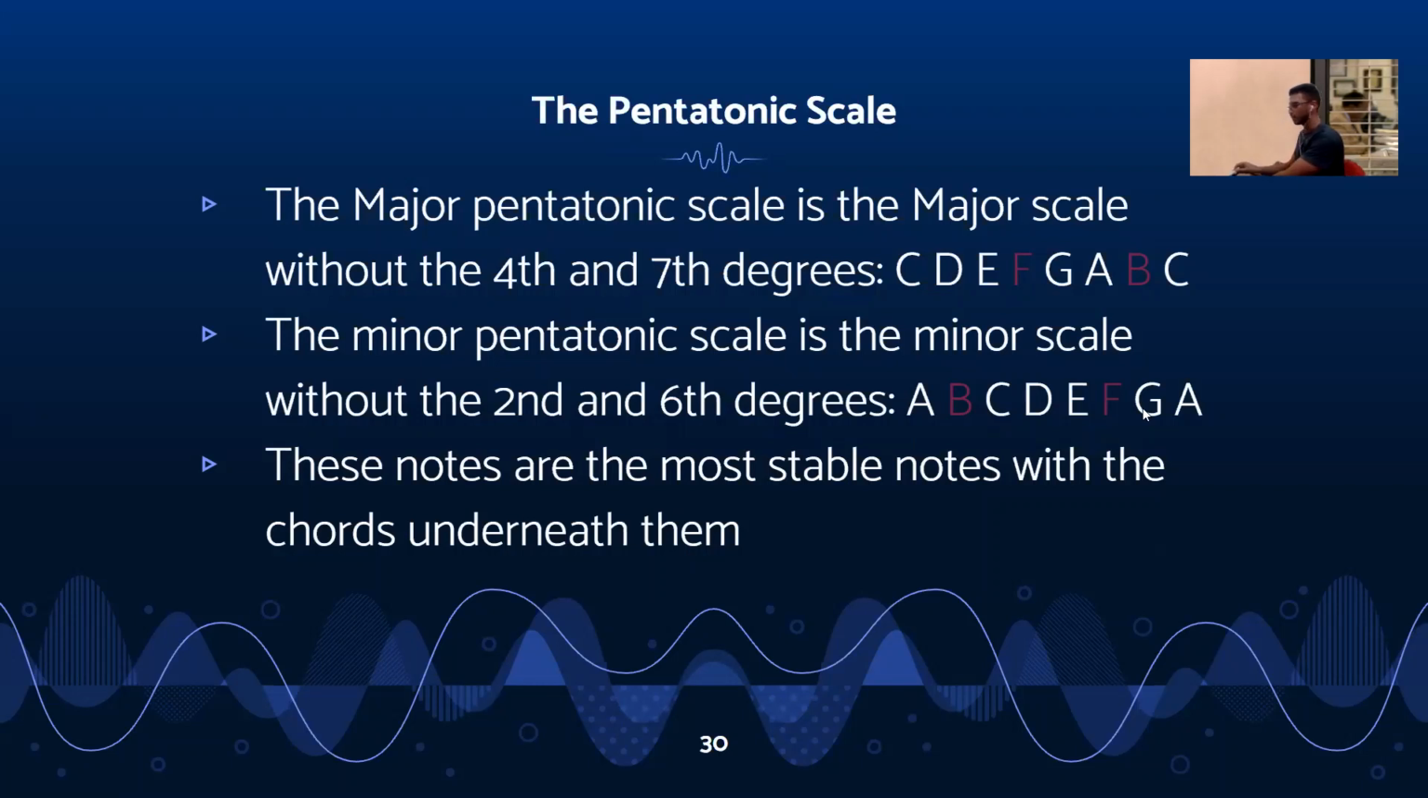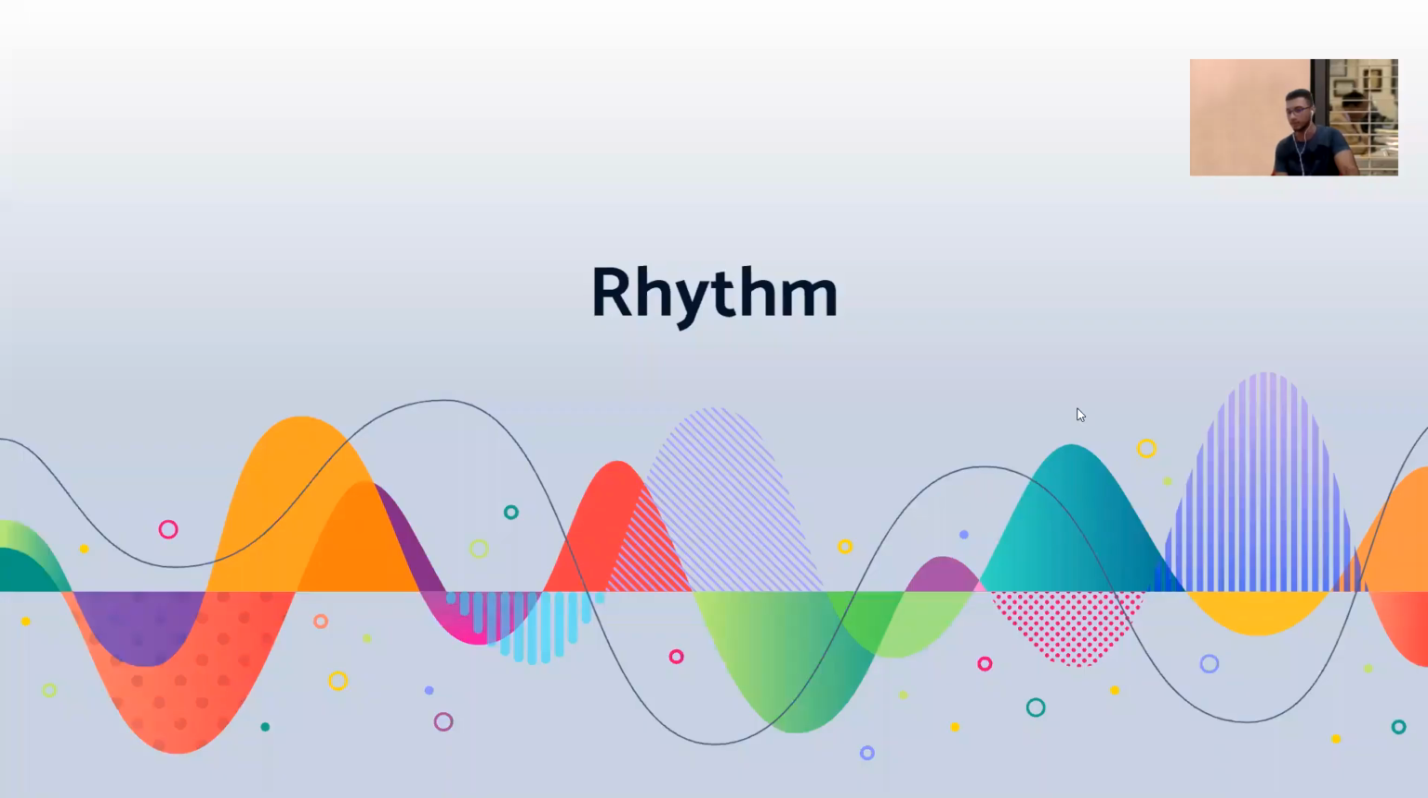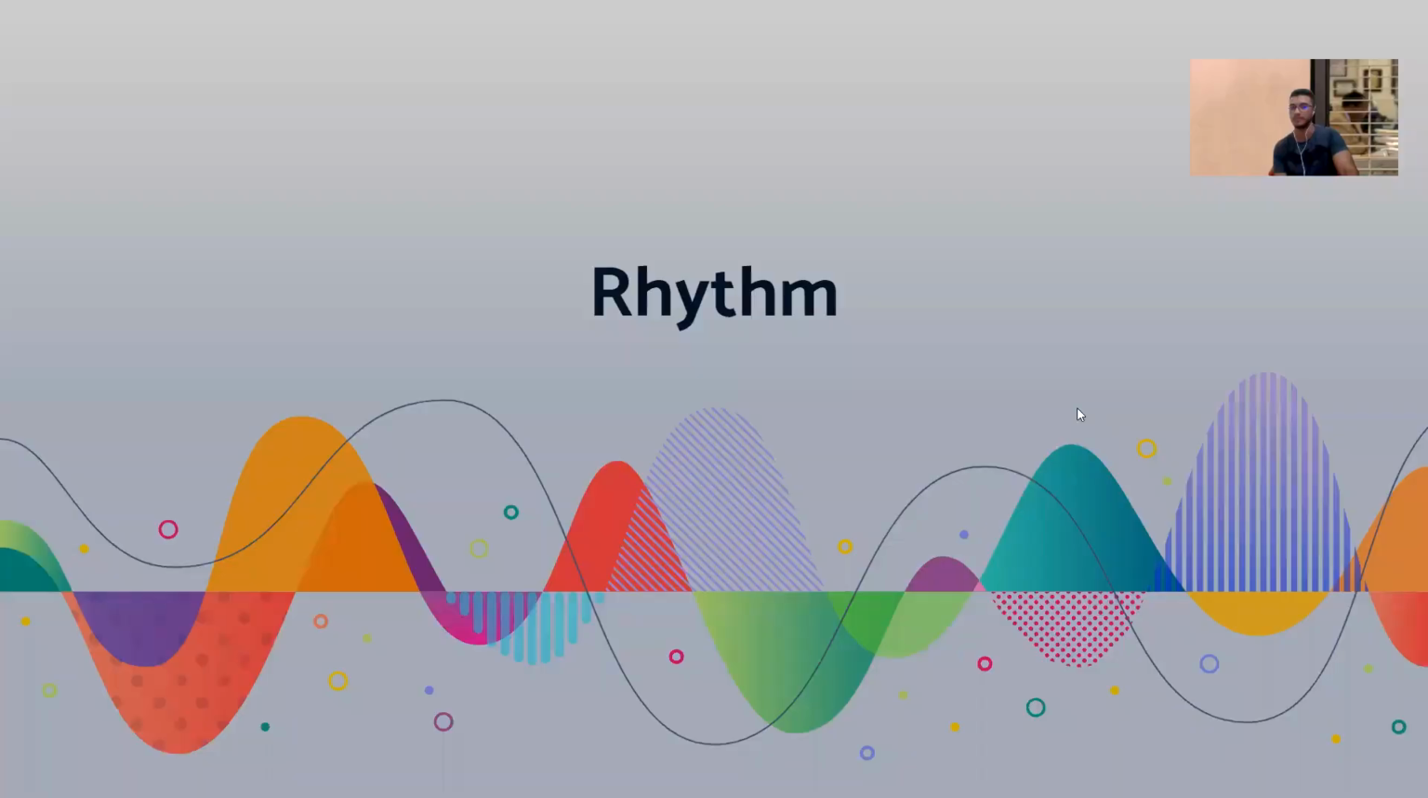The minor pentatonic scale is the minor scale without the second and sixth degrees. And that's because these notes are the most stable with the chords underneath. Again, you don't have to do that, but it's just common. It just sounds the best. If you can make it work without that, that's awesome.